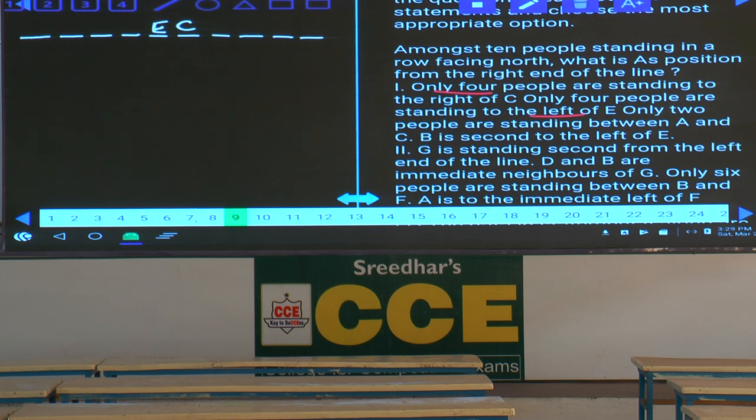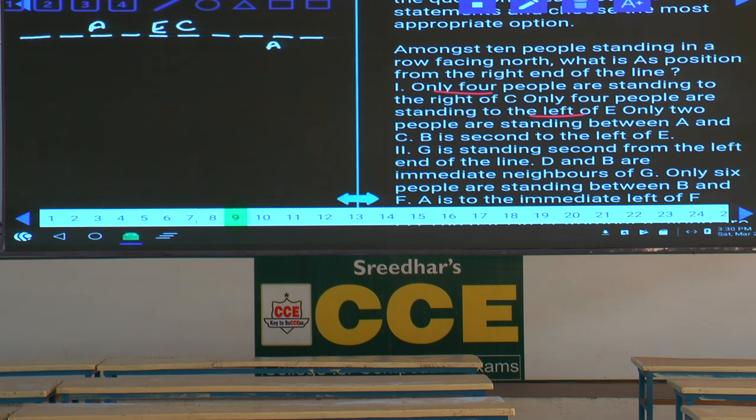Then only 2 people are standing between A and C. As only 2 people are between A and C, hence A can be here or A can be here. There are two possibilities, isn't it? Hence, A can be second from the right or third from the left. Only two people between A and C.